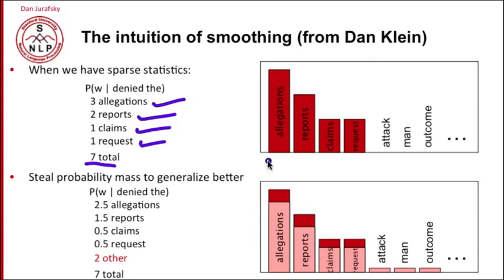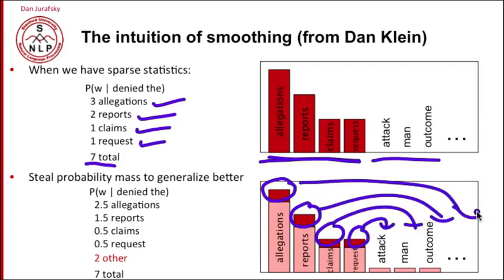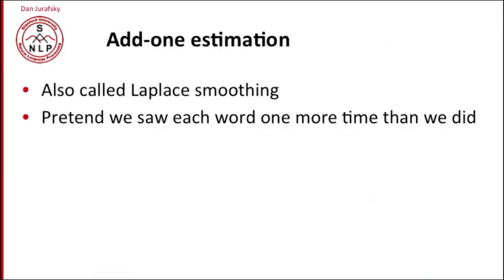So we'd like to steal some probability mass and save it for things we might not see later. So this is our training data, and this is the maximum likelihood counts. These things occurred after denied the, and these never occurred. We'd like to steal a little probability mass from each of these words and put that probability mass onto all other possible words, or some set of words, so that the zeros go away. And the simplest way of doing this is called add-one estimation or Laplace smoothing.